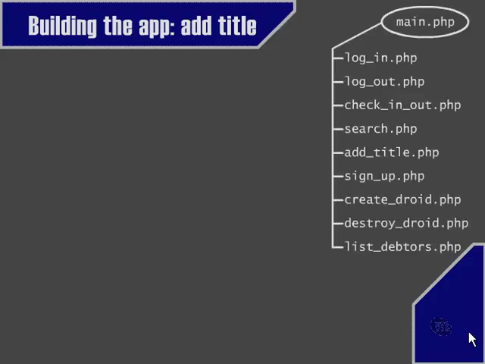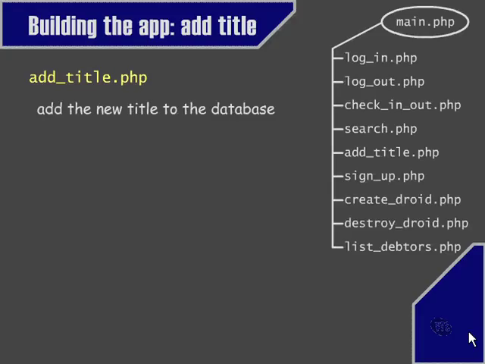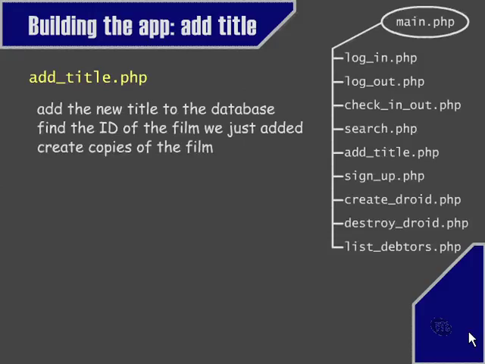The next thing we need to be able to do with our application is to add new titles to the Video Shop stock. We do this using the add title script, and this performs a number of related functions. One is to add the new title to the database. Then we have to find the ID of the film we just added. The reason we need to do this is that when we add the new title, we don't include a number for the ID, we allow MySQL to set the number. So we need to run a quick search and find the ID of the film we've just added so that we can create copies of the film using the film ID to create a relationship between those two tables.